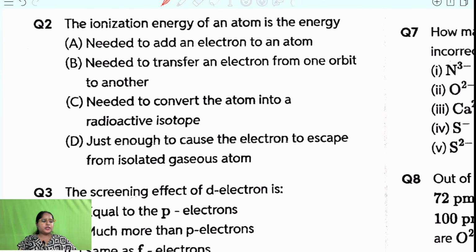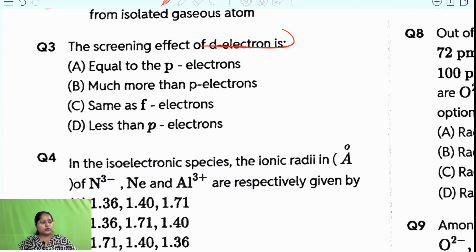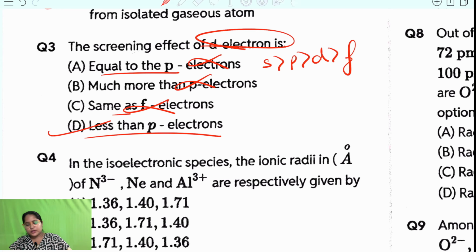Question number 2. The ionization energy of an atom is the energy, just now I have told you, to remove an electron from an isolated gaseous atom, just enough to cause the electron to escape from the isolated gaseous atom. The screening effect of d electrons. So, what is the order of screening effect? S, then P, then D, then F. So, D is less than P, yes, less than P. So, the third option, D, okay.